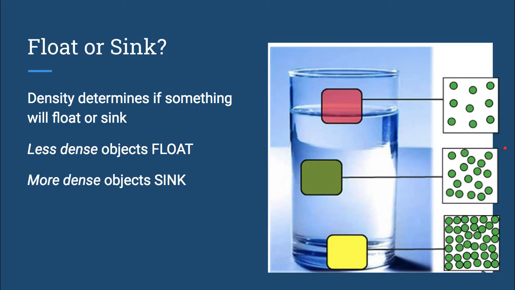Density also tells us if something is going to float or sink. So let's pretend this green square represents the water in the glass. Take a look at how many atoms are in the water. Look at how dense the water is. Now, if I drop something in that is less dense, that object will float on top of the water because it is less dense. If I drop something in that is more dense, it'll sink through the water because the object is more dense. Again, density tells us if something will float or sink. Less dense things will float, and more dense things will sink.